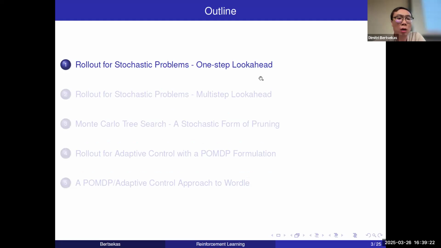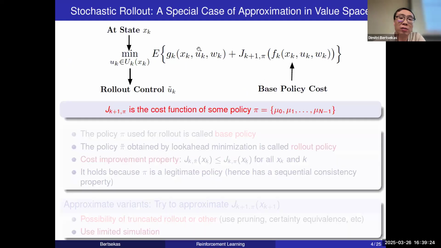Okay, one-step lookahead as a special case of approximation in value space. At this point, you are all familiar with this figure. At a given state xk, we want to minimize over all the feasible controls the sum of the current stage cost plus a function that represents the future cost.